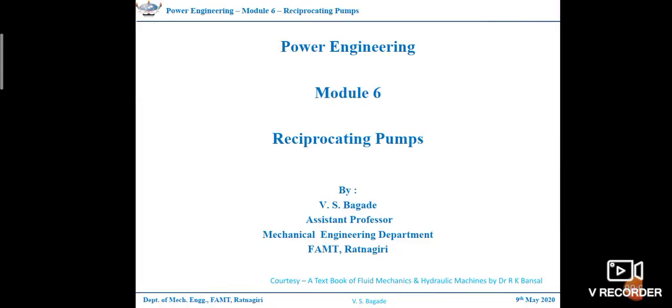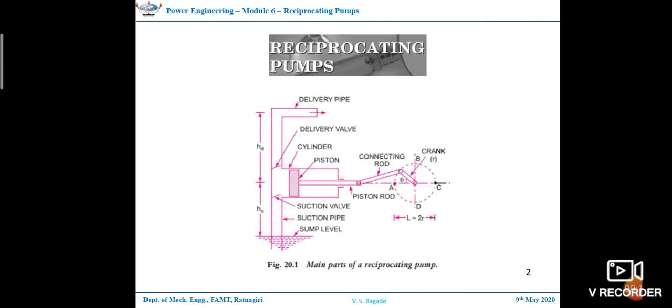Dear students, we'll discuss the reciprocating pump. Pumps are defined as hydraulic machines which convert mechanical energy into hydraulic energy. These are the main parts of a reciprocating pump: piston, cylinder, suction pipe, delivery pipe, suction valve and delivery valve. Here HS is called the suction head and HD is called the delivery head.